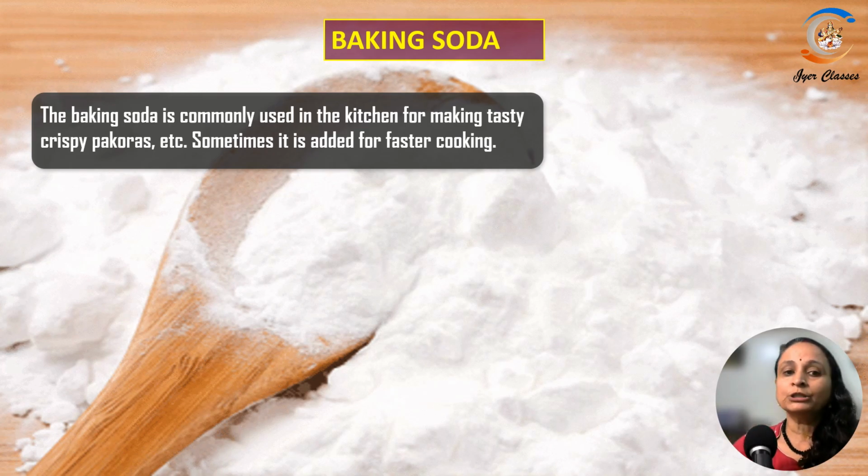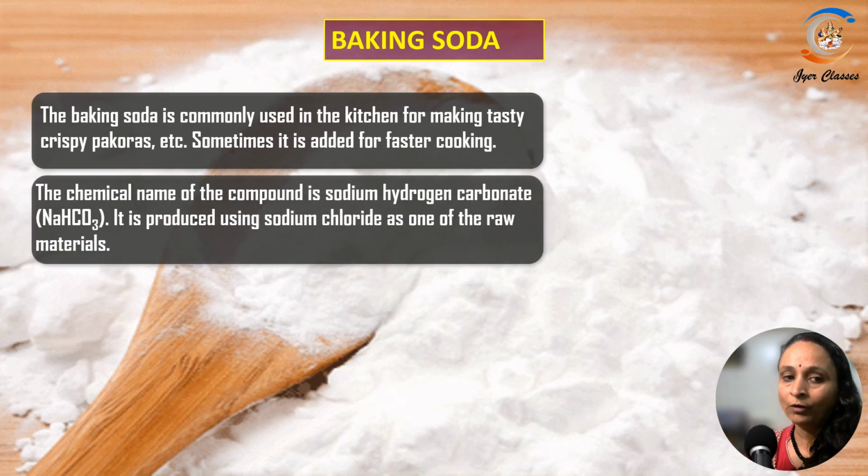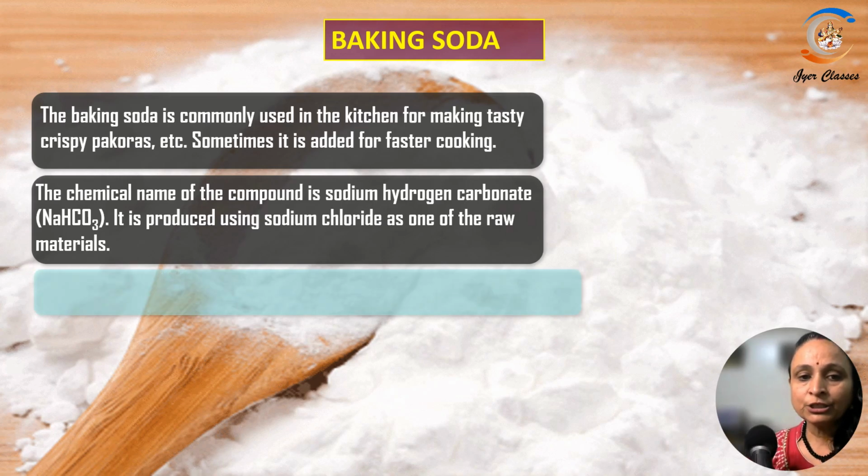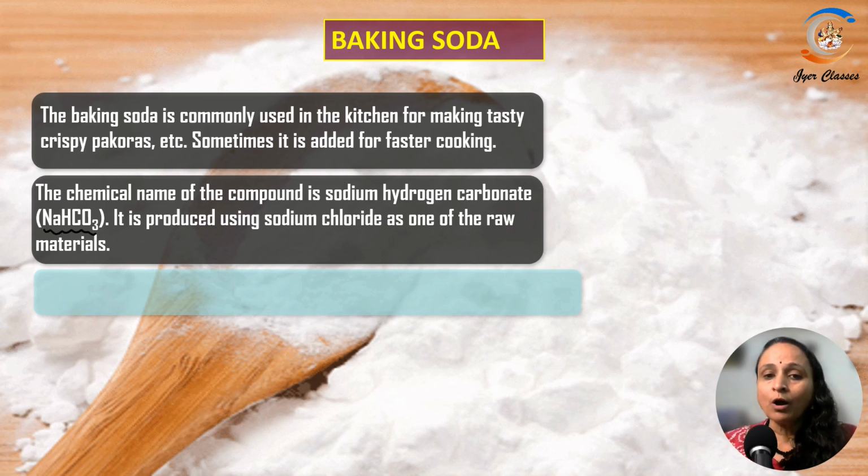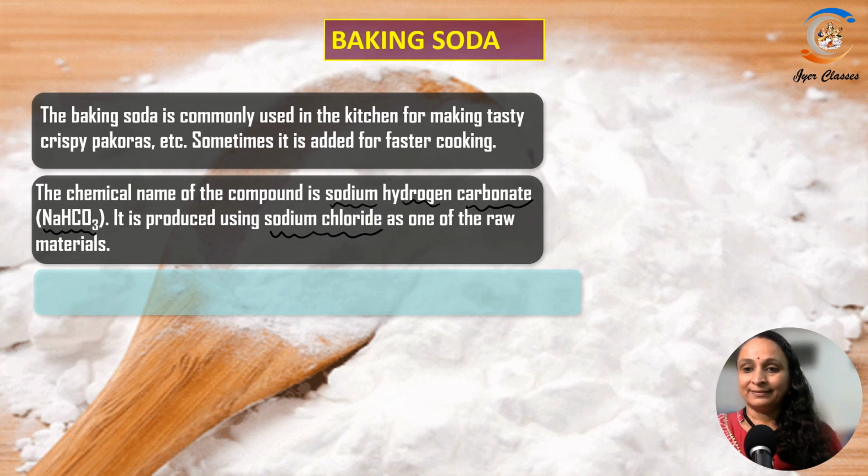When you talk about baking powder, it has the formula NaHCO3, right? So you can see that it is sodium bicarbonate, or it is also commonly known as sodium hydrogen carbonate. So what is the raw material which is used to make this sodium hydrogen carbonate या फिर baking soda? The raw material is sodium chloride, right? So the common salt which we get from the sea or from the rock salt is used as a raw material to make the baking soda.